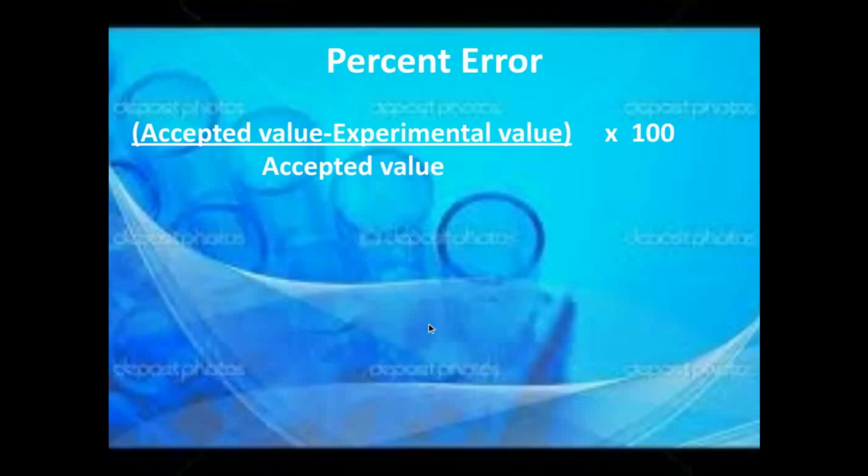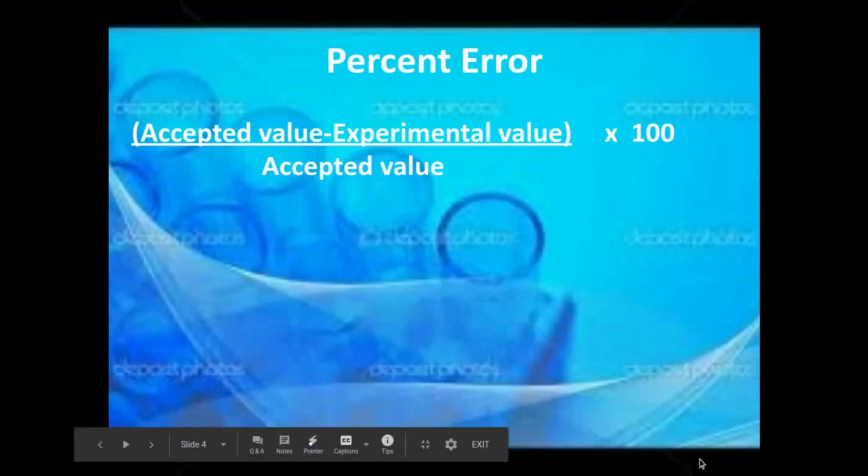To find how off we are, or what our percent error is, we take the accepted value minus the experimental value. Then we divide that number by the accepted value and multiply it by 100 to get a percentage.